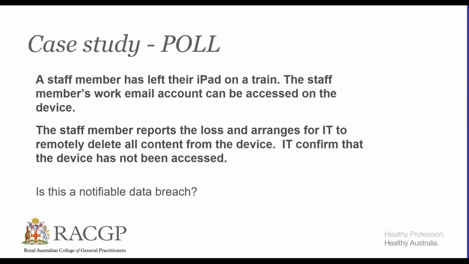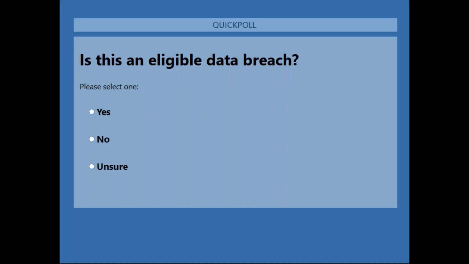A staff member loses their iPad on a train, and the staff member's work email account can be accessed on the device. The staff member reports the loss and arranges for IT to remotely delete all the content from the device, and IT confirm that the device has not been accessed. Is this a notifiable data breach? And the quick poll comes up on your screen for you to respond.